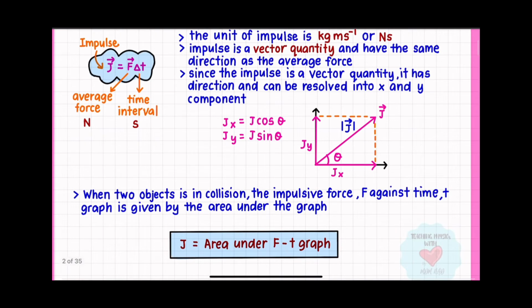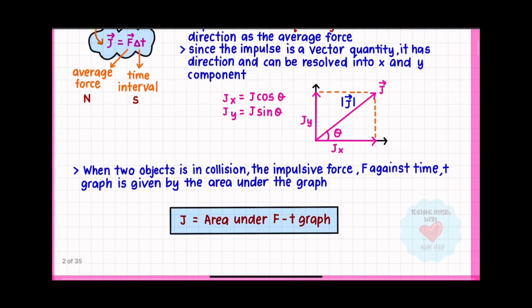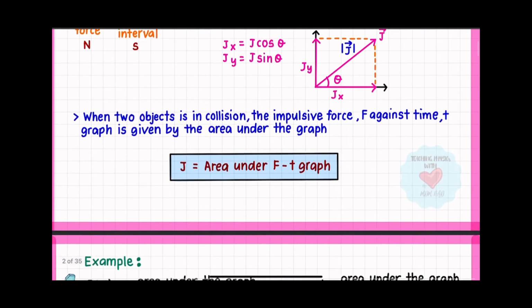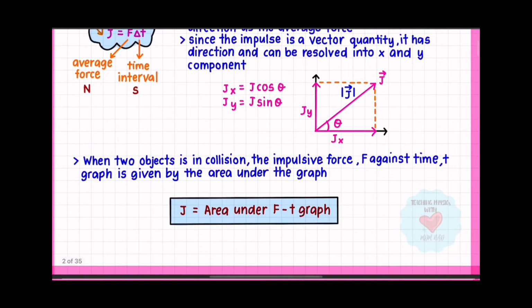Okay, so based on this, maksudnya impulse ni berlaku mesti ada perubahan velocity. Okay, perubahan velocity. So nanti kita tengok pada momentum theorem lah.